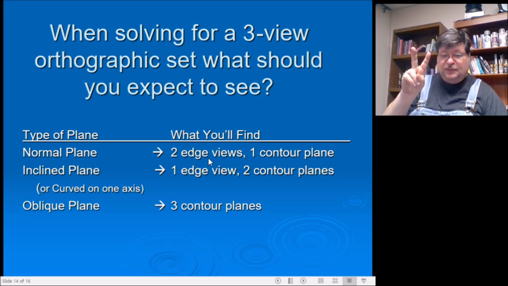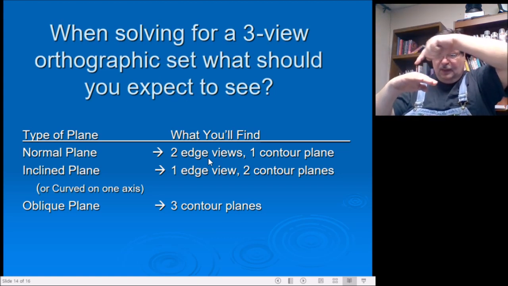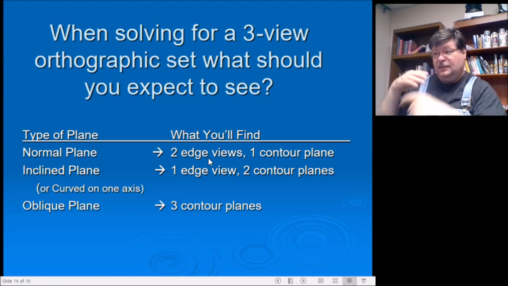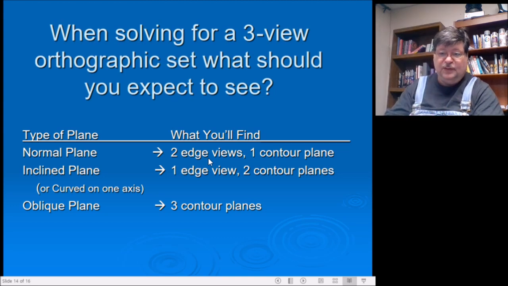You'll have 2 edge views for a normal plane. Say you have a horizontal plane. In the top view, it's a contour. In the front view, it's an edge view. And in the right side view, it's an edge view. So 2 edge views, 1 contour for every normal plane. If you're looking for an inclined plane, or defining an inclined plane, it will have 1 edge view in one of the views. And in the other 2 views, that inclined plane will be a contour. It will show the shape of the plane, foreshortened. If you have an oblique plane, it will look like a contour or a shape in all 3 views, no edge views.